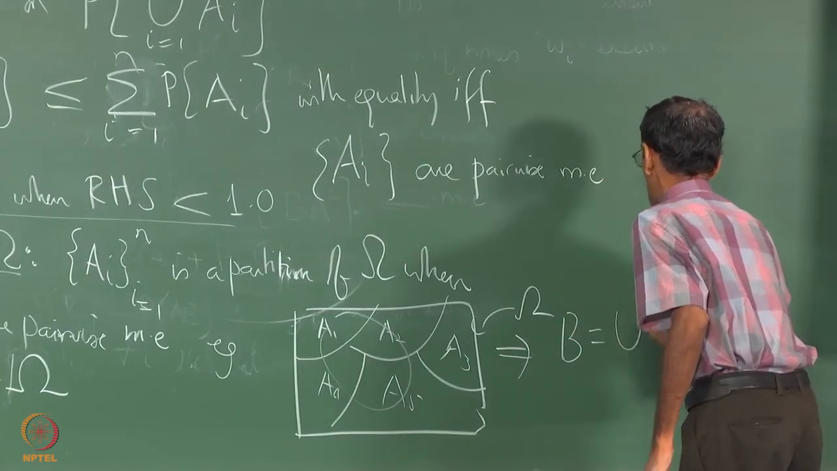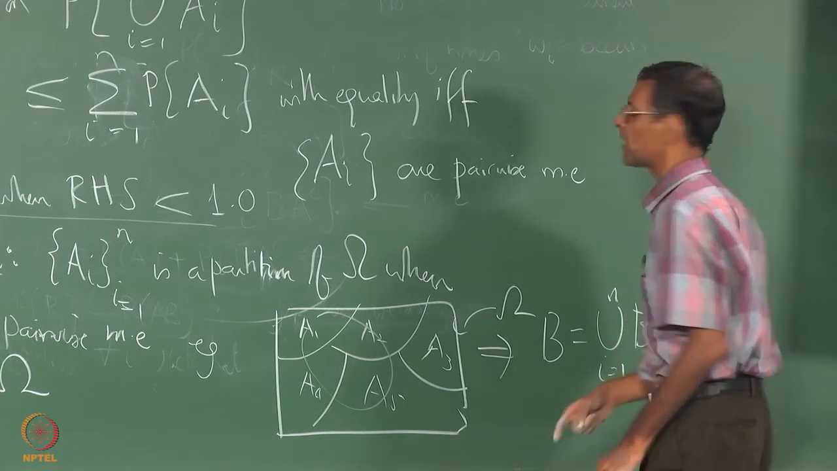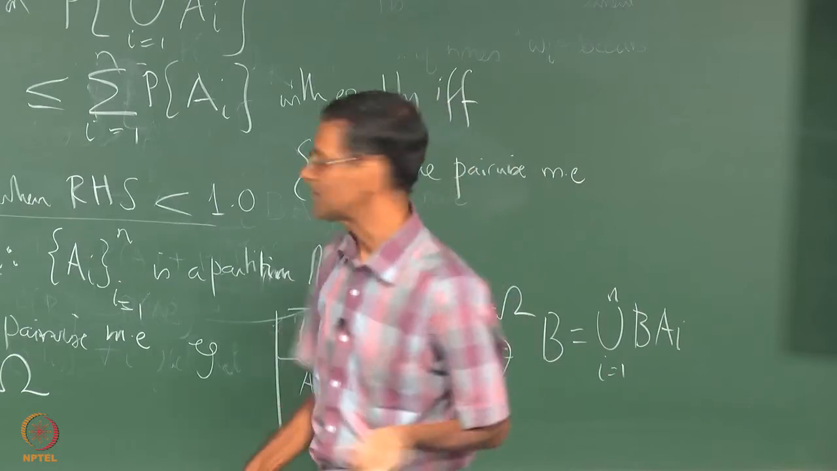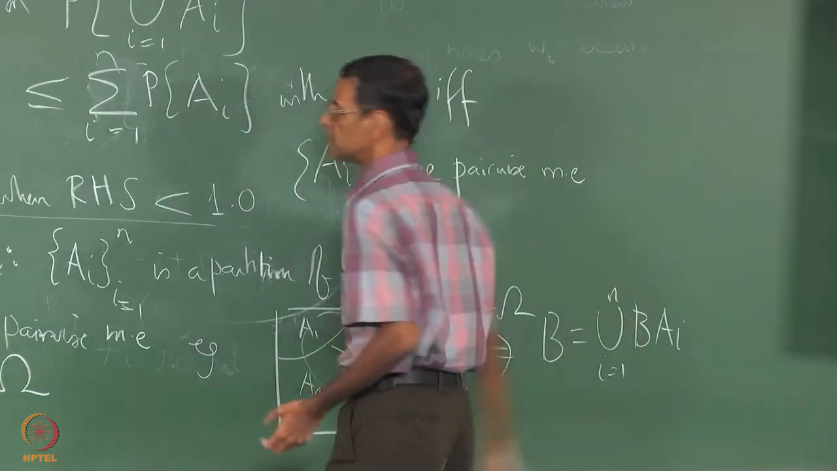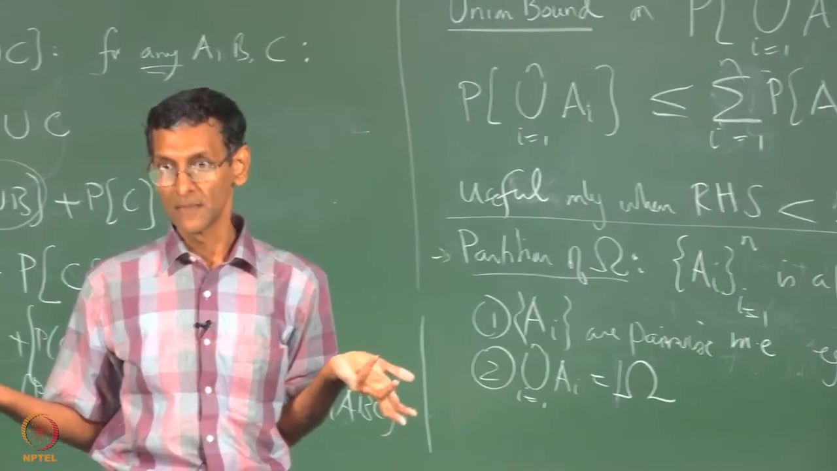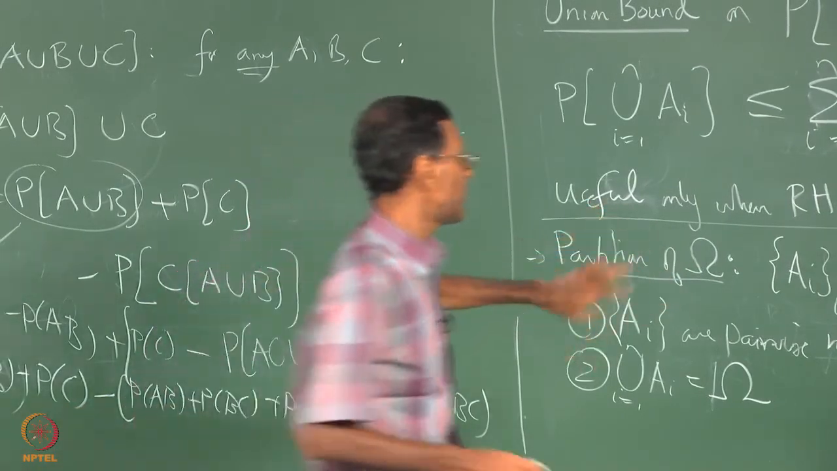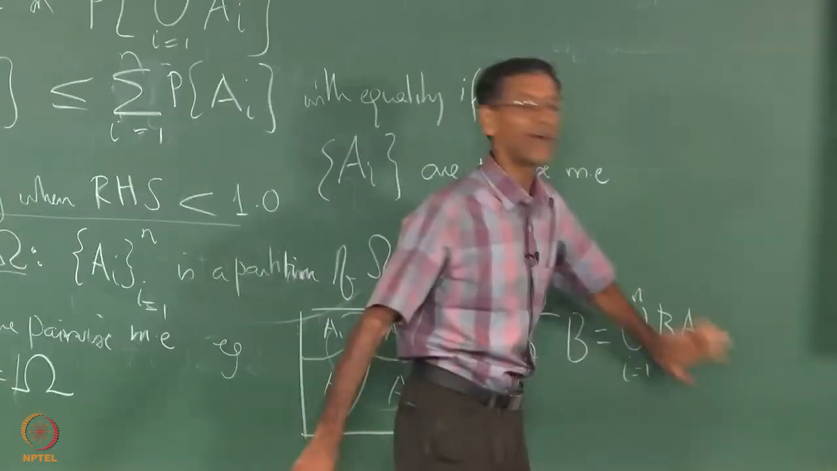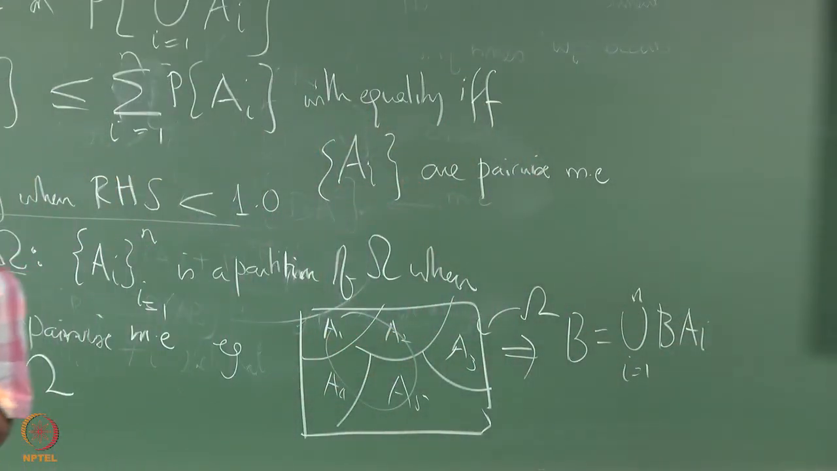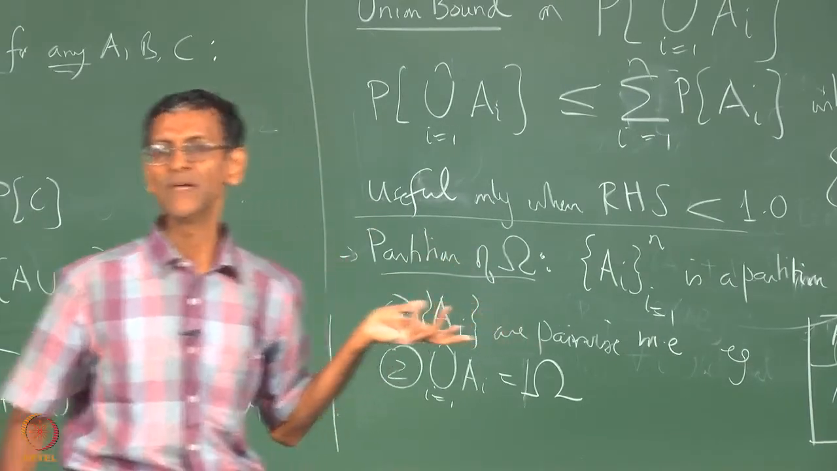B is basically the union of B intersection Ai, i equal to 1 to n. It need not involve all n, but it cannot involve any more. B may not need all of the Ai's to make it up. Some of those B intersection Ai may be empty, but that is okay, you can always take a union with the empty set. And it is important to note that all these B intersection Ai are exclusive, and therefore P of B is the sum of P of B intersection Ai.